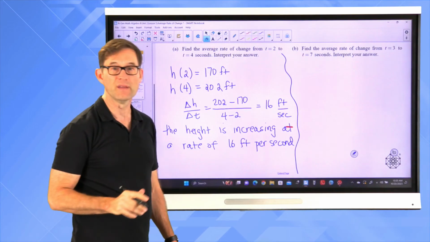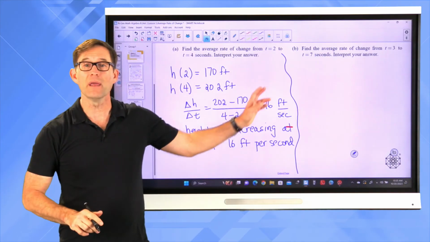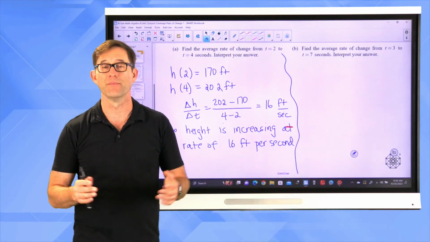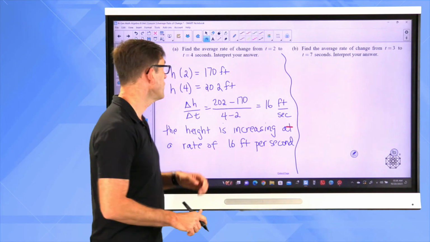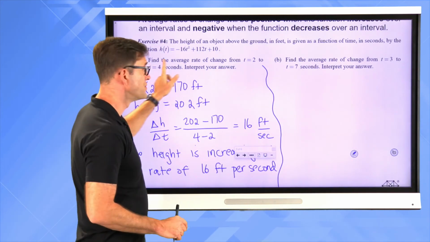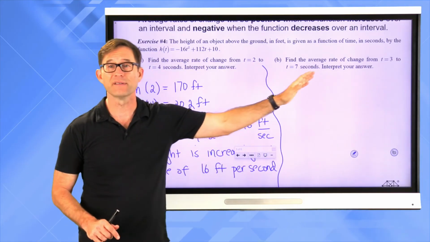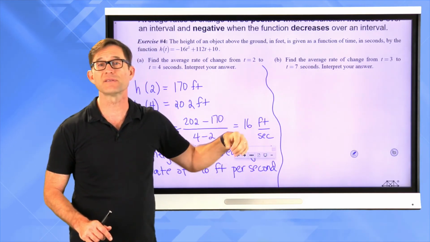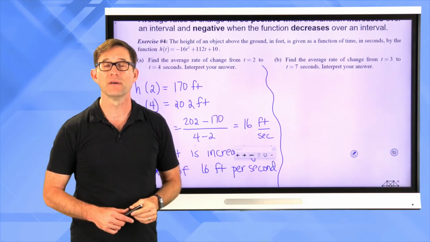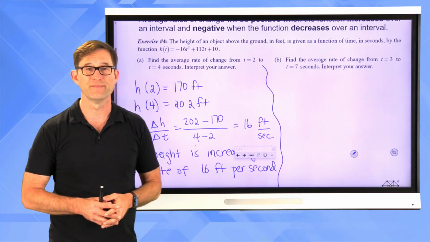All right, easy enough. Now in letter B, what we want to do is find the average rate of change from t equals 3 to t equals 7 seconds. Interpret your answer. Awesome. So what I'd like you to do is pause the video now. Let me go back into full view mode. And use the function again. Figure out what the height is at 3 seconds, what the height is at 7 seconds. Find the difference. Divide by the 4 seconds that have elapsed. And then also give an interpretation. Pause the video now.